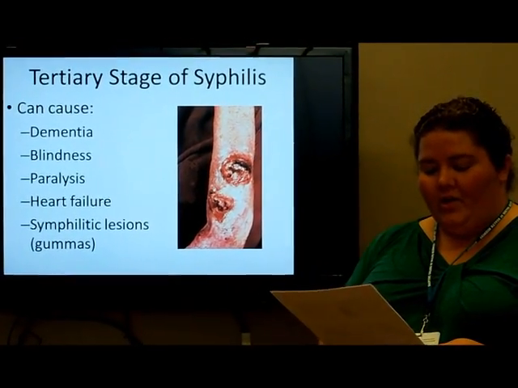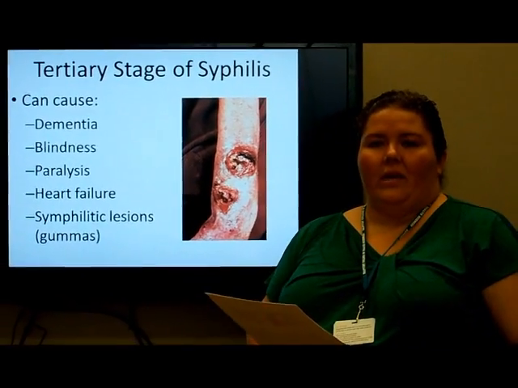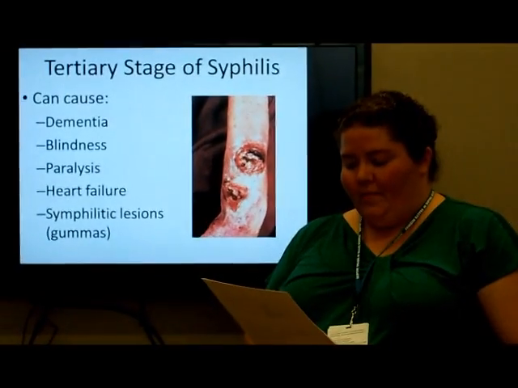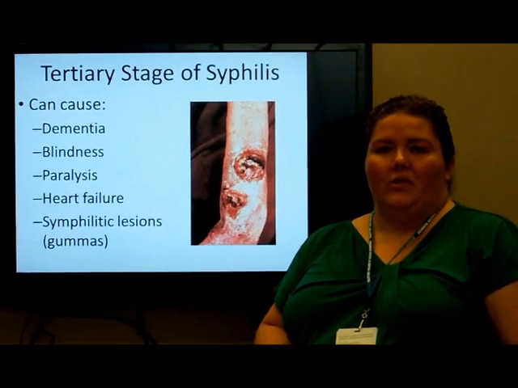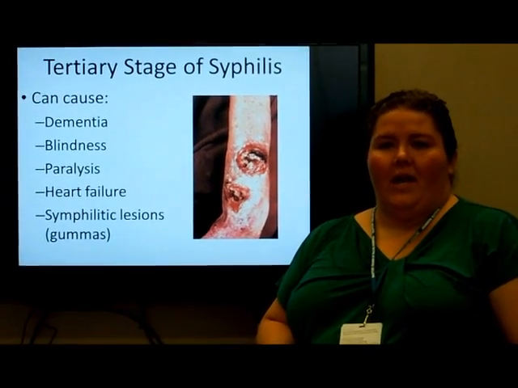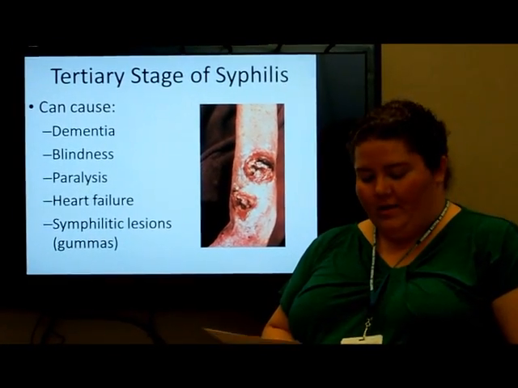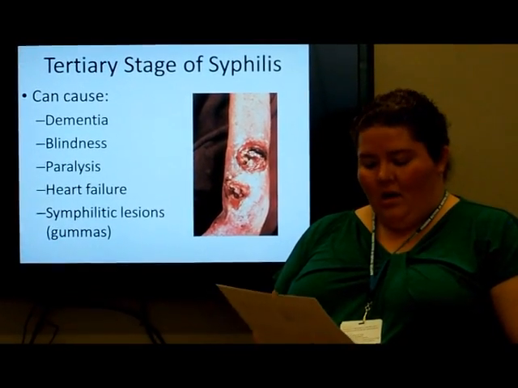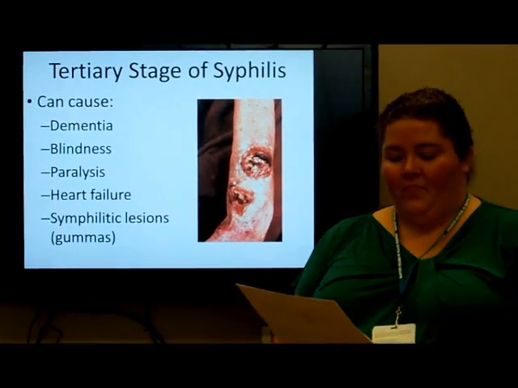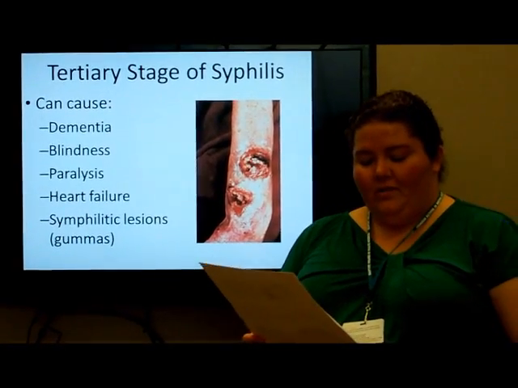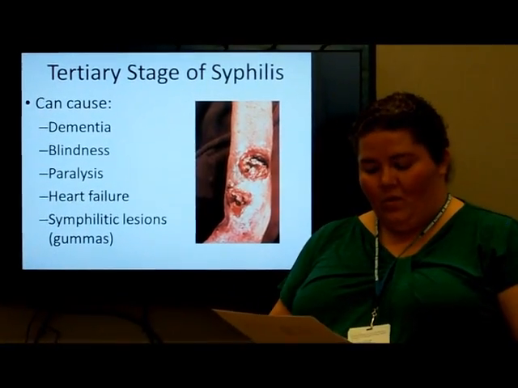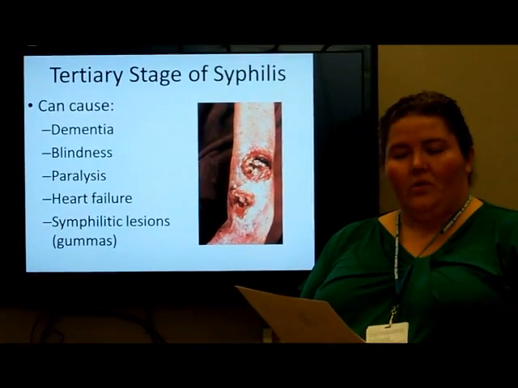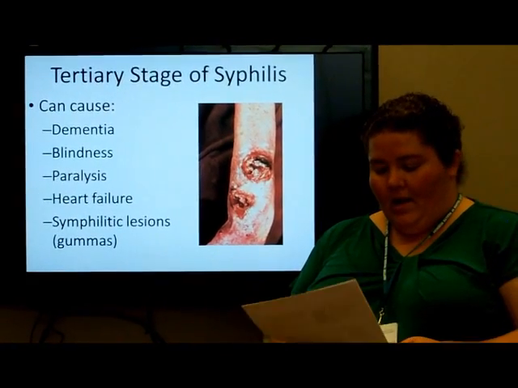The tertiary stage of syphilis: about a third of the infected cases go on to this point, mostly from severe complications resulting from inflammation and hyperimmune response to the bacterium. It can cause dementia, blindness, paralysis. It can even cause heart failure. The syphilitic lesions are rubbery, they're painfully swollen, and they can occur in bones, nervous tissue, or skin.